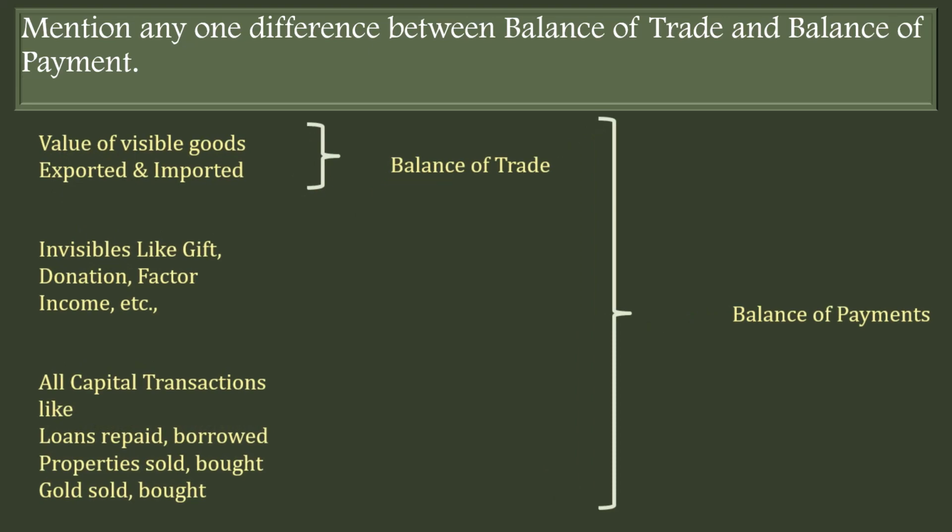It consists, apart from the value of visible items imported and exported, it includes invisibles like gifts, donations, factor incomes, etc., and all capital transactions like loans repaid and borrowed, properties sold and bought, gold sold and bought, etc.